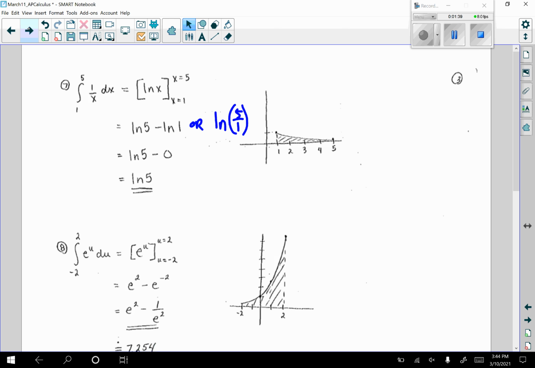Now there's a couple ways we could look at 7. If you remember properties of logarithms, when we get to this step, we could write it as a single logarithm. So this could just become the natural log of 5/1, which brings us to this answer. Or hopefully you remember the natural log of 1 is 0. So we do want to simplify as far as we can possibly take this.